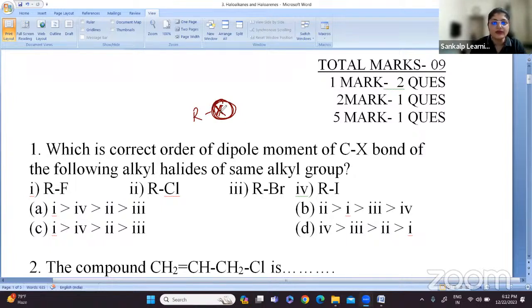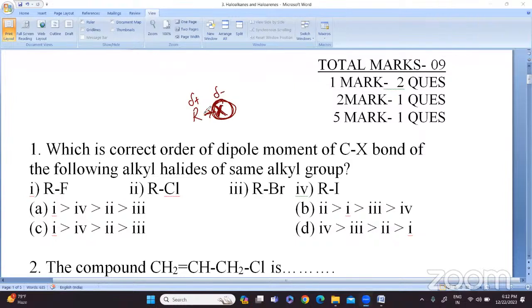So it will tend to pull the electron towards itself. There will be a partial negative charge developed on the halogen atom and a partial positive charge developed on the alkyl group. So an electronegativity difference arises between the carbon and the halogen. This plays a very important role in determining the dipole moment.